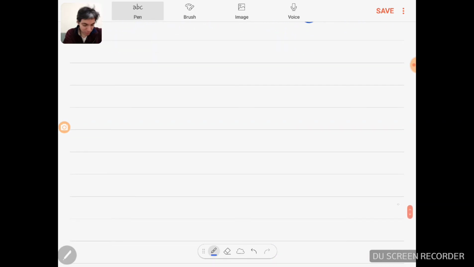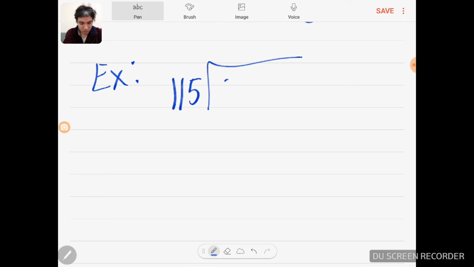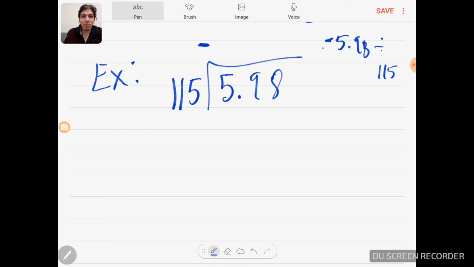All right, let's do one more example. Let's say I divide 115 into negative, well, if I'm putting negative, I put the negative on top here. Negative 5.98. Reason being is because the problem will look like this. Negative 5.98 divided by 115. That would be the problem, but I'm just rewriting it just to save time, okay? 115 into 5.98. All right.